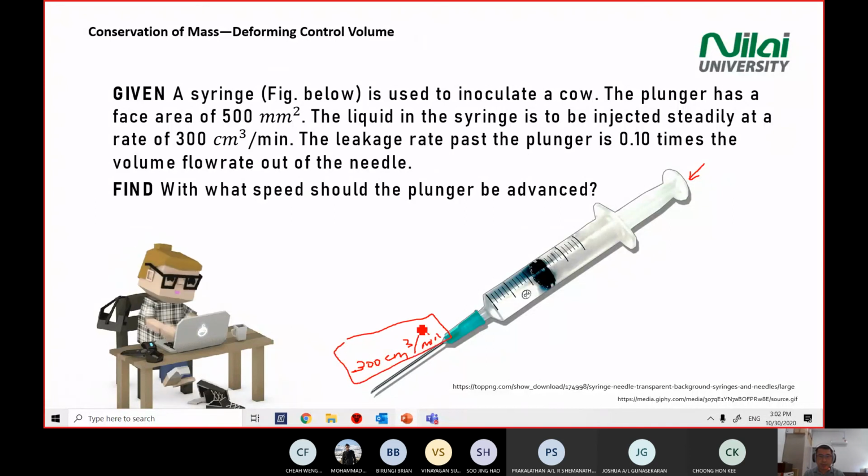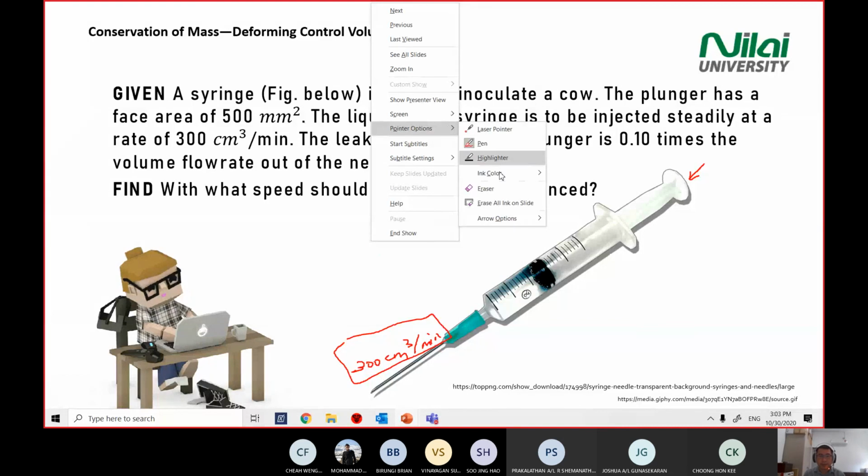For example, you are doing an operation and you need to inject a certain amount of morphine into the body. All right. So there's a loss, a leakage inside the apparatus. So you need to calculate what speed you should press from the machine to give the patient a certain amount of medicine. Right.